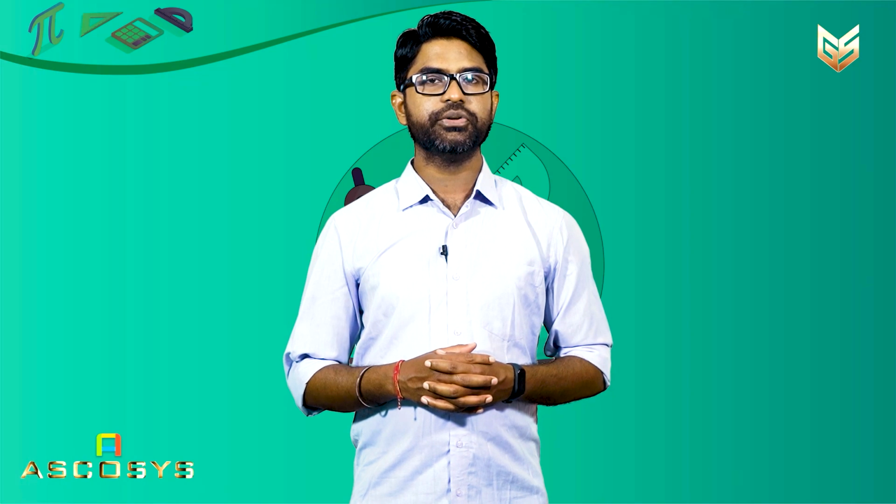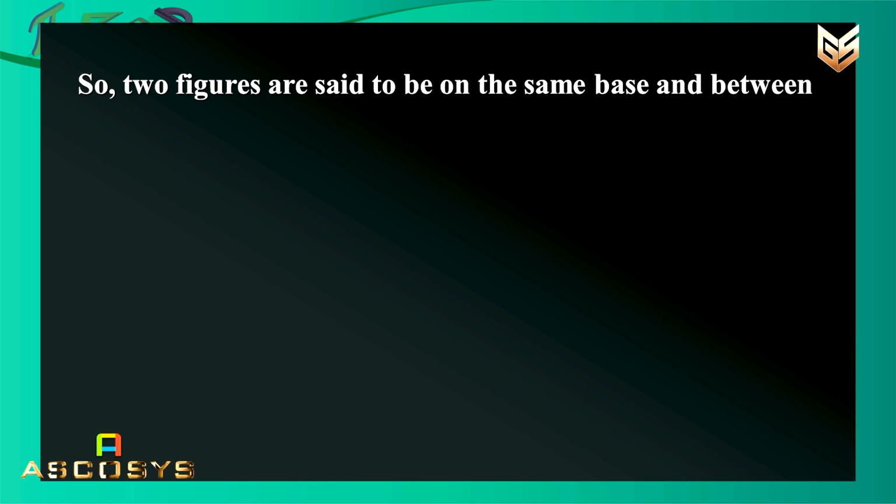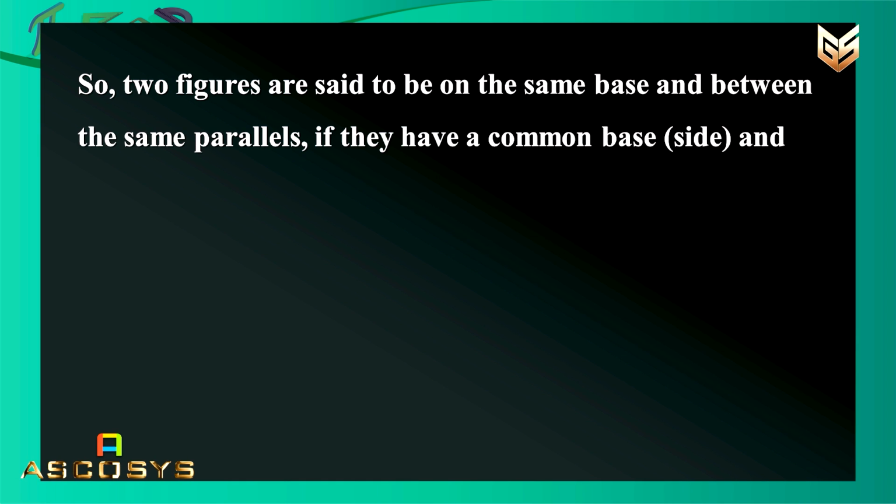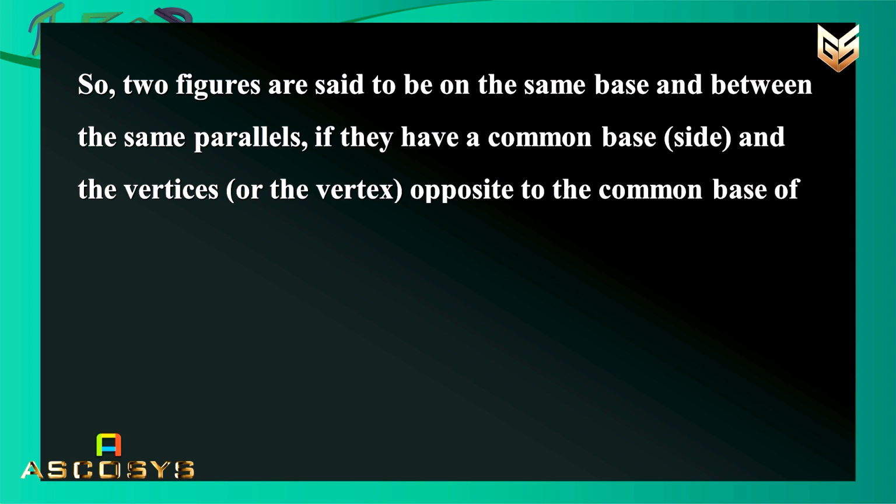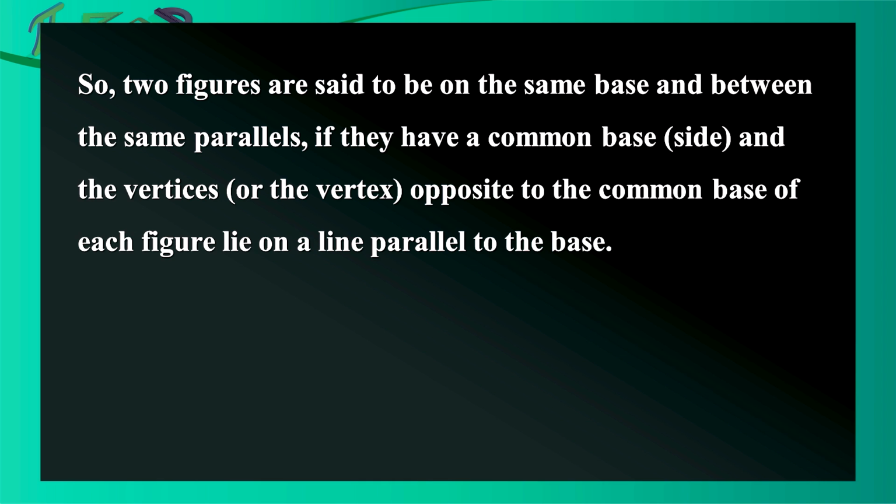So what is the conclusion? The conclusion is that two figures are said to be on the same base and between the same parallels if they have a common base or side and their vertices or vertex opposite to the common base of each figure lie on a line parallel to the base.